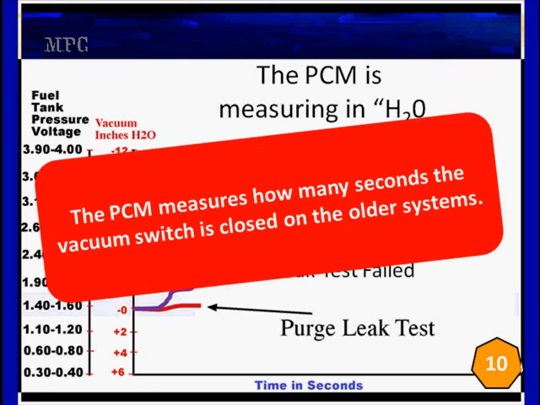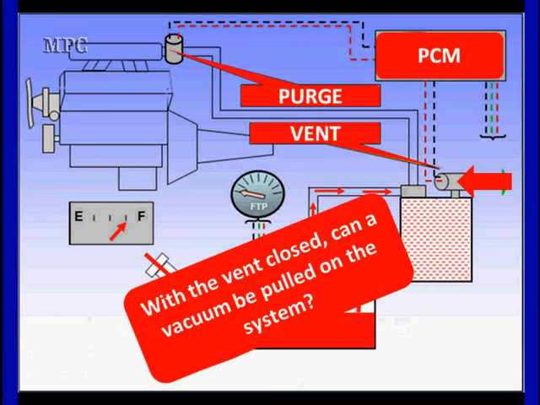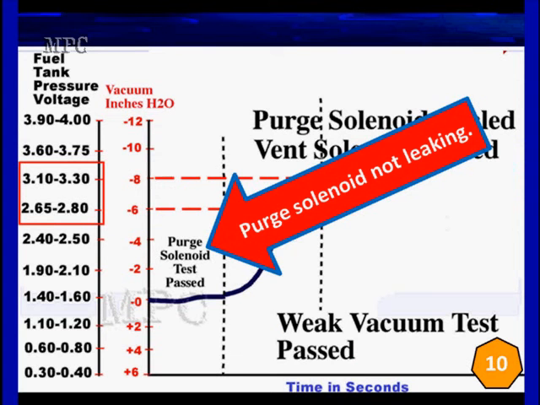It's just going to measure how many seconds the vacuum switch is closed on older systems to see if it's leaking. It's going to try to pull a vacuum, close the solenoid, and see if the vacuum switch stays closed. That's all it's going to do for a weak vacuum test. The next question, can we pull a weak vacuum? When we close the vent, can a vacuum be pulled by duty cycling the purge solenoid? The vent on the right is going to close up. The PCM is going to duty cycle the purge solenoid for a few seconds to see if we can develop a vacuum. We first passed our purge solenoid.